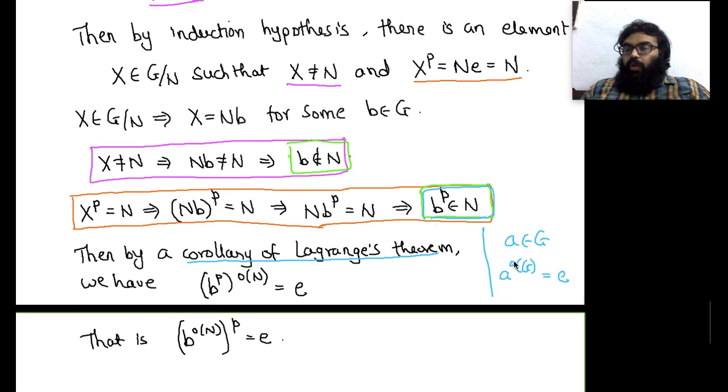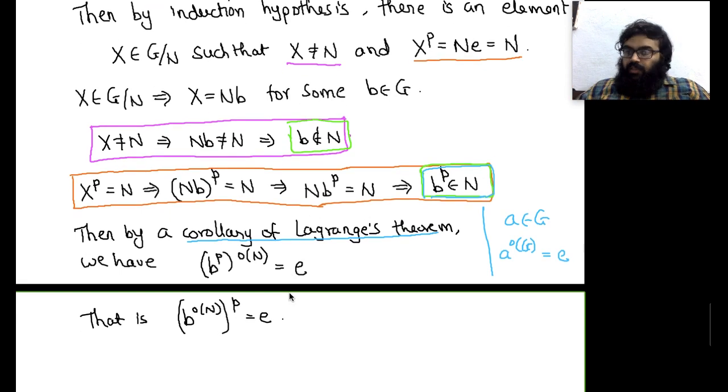Then we use the corollary of Lagrange's theorem, which says that if A is an element of the group G, then A power order of G equals identity. Because b power p belongs to N, b power p raised to order of N is identity. Right? For an element of a group, taking the power of the group's order, we get identity. So b power p raised to order of N is identity, and therefore b power order of N raised to p is identity. But all this is happening in G quotient N.